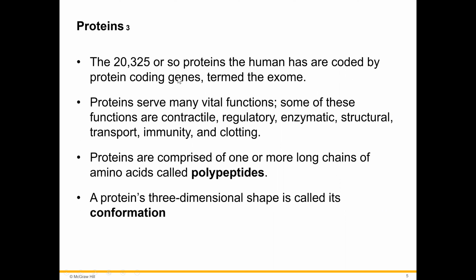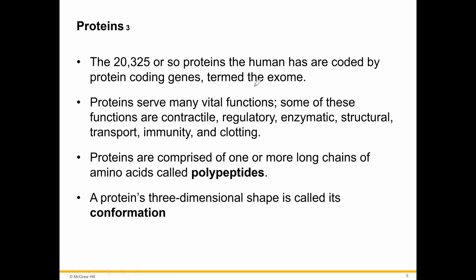The 20,325 or so proteins that the human body has are coded by protein-coding genes, termed the exome. Now, in your DNA, you have special genes, right? You have genes that code for that many proteins, and this part of the DNA we call the exome.